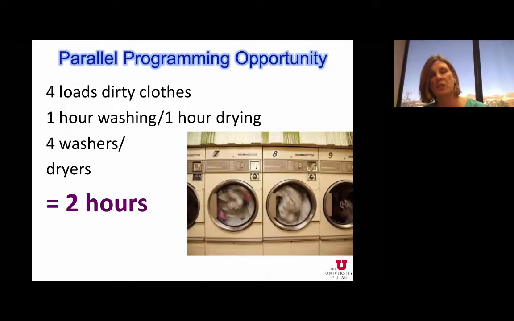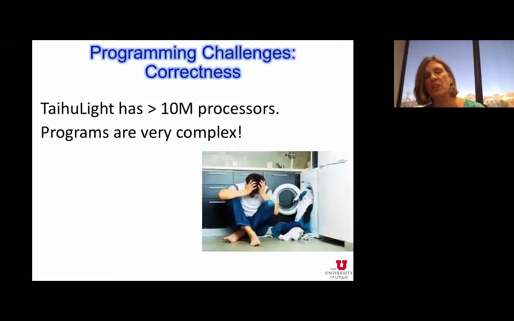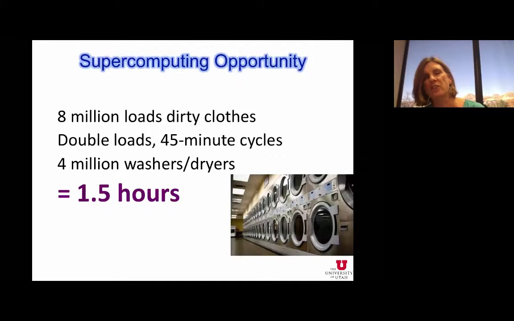So suppose instead that we go to a supercomputing laundry facility, and now the washer and dryer aren't that much more powerful than what you would have at home. They're doing double loads, or the cycles are a little faster. And you can get your laundry done in an hour and a half, even if you have 8 million loads. You just need enough washers and dryers.